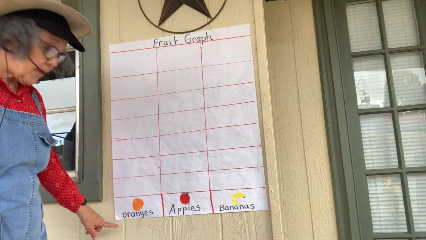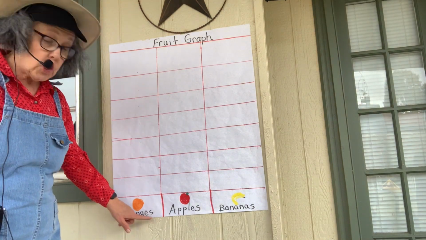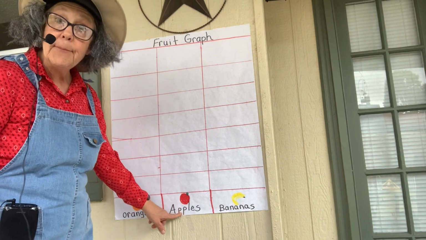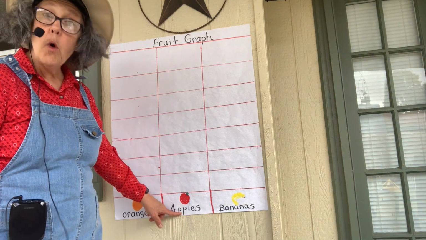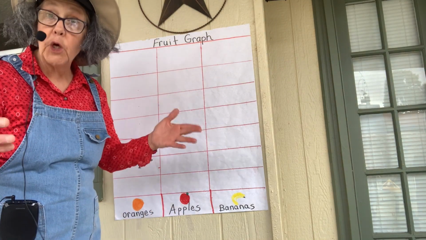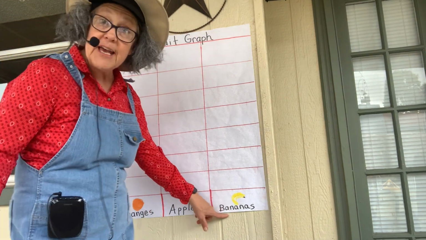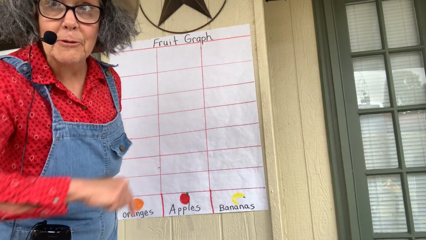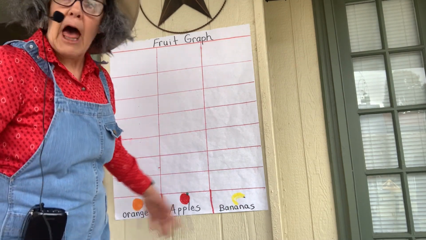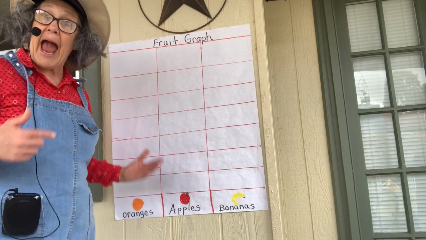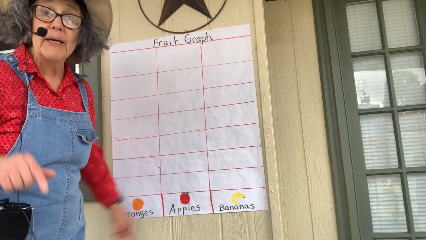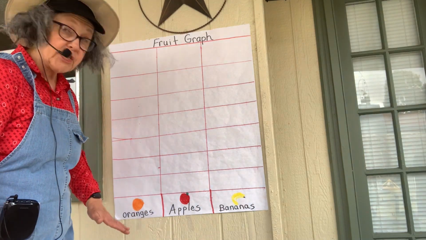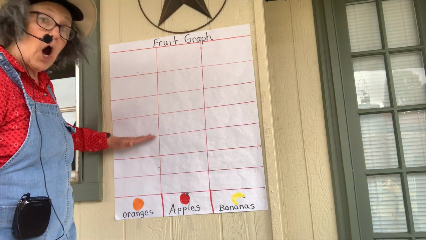In this column, the label says oranges, so I put the oranges in this column. Here, the label says apples, so I know this is the column that I have to put the apples. And this column says bananas. And you guessed it, that's where I'll put the bananas. Now the labels on this graph are at the bottom. And they're at the bottom because this is a vertical graph. And that just means that it starts from the bottom and goes up.